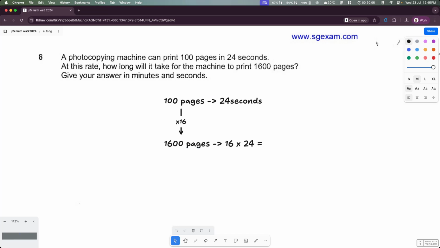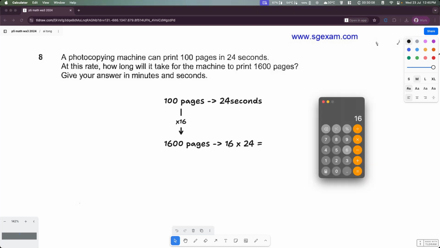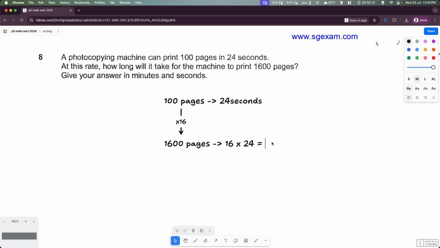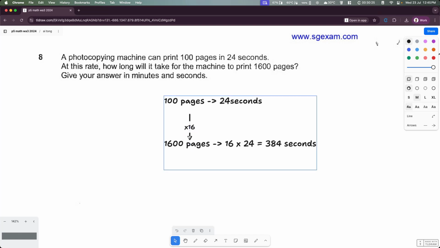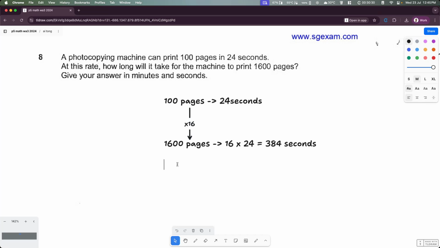Okay, and this gives us, calculator, 16 times 24, and this gives us 384 seconds. Okay, now with these 384 seconds, all right, 384 seconds is equal to how many minutes?